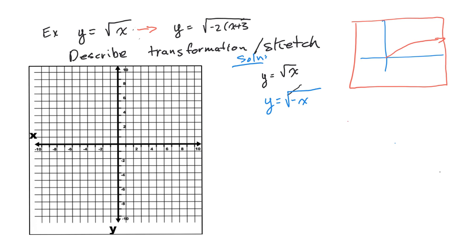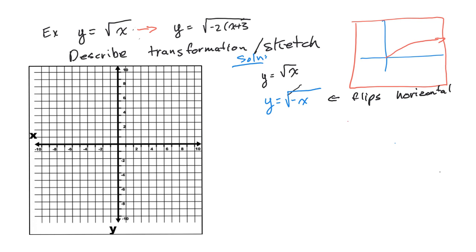Now, what this does is it flips our graph horizontally. Negative x flips our graph horizontally. So I'm actually going to show you that. So this flips our graph horizontally. That negative x inside the bracket flips it.